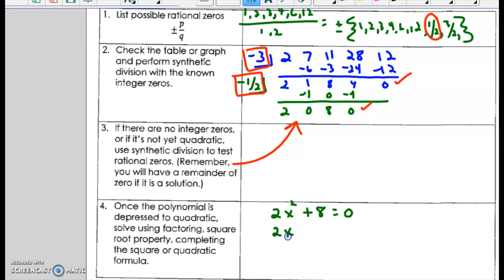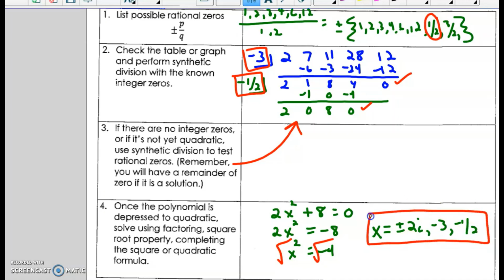So 2x squared equals negative 8. We're going to divide by 2. We're going to take square root. And we're going to see that x is going to equal plus minus 2i, as well as the negative 3 and the negative 1/2 from above. And that is putting the entire process together.